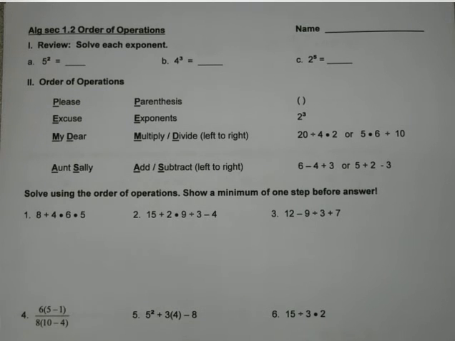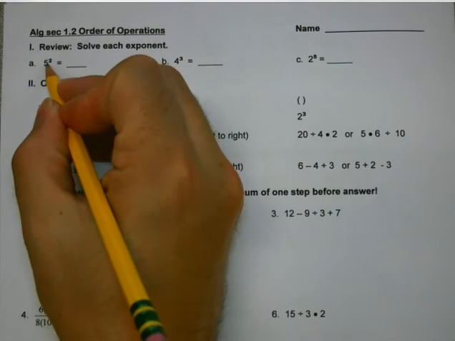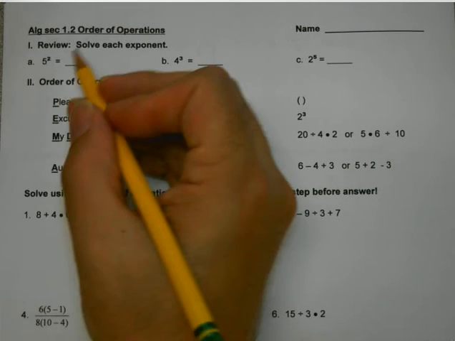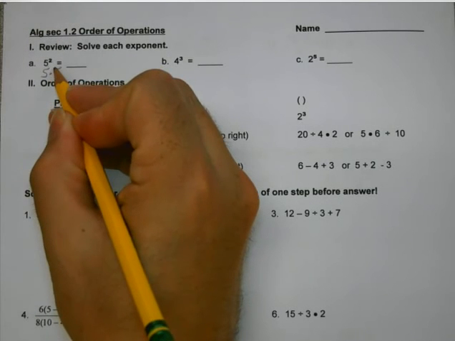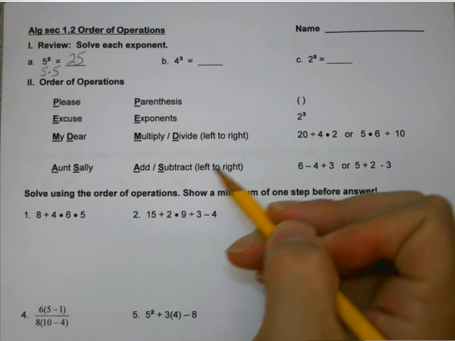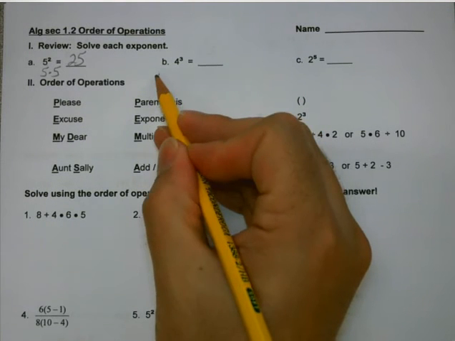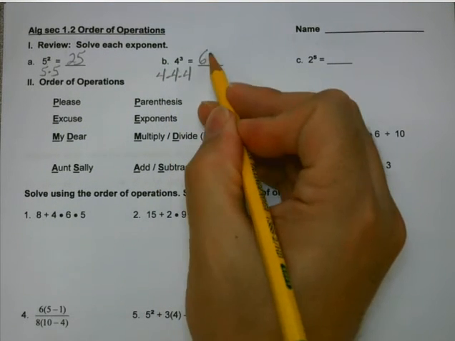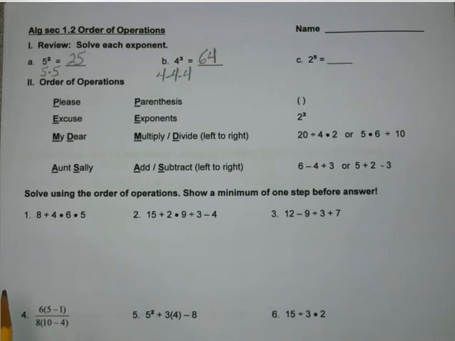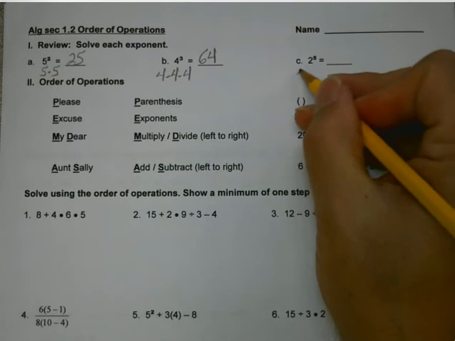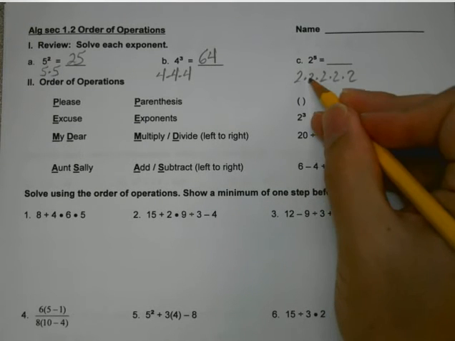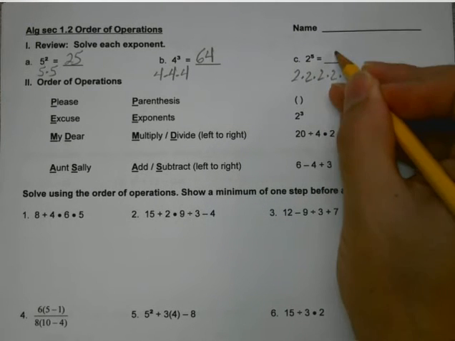Okay, review. Exponents, in case you see them. Remember, 5 to the second power does not mean 5 times 2. It means 5 times 5, which would be 25. 4 to the third, again, it's not 4 times 3. It's 4 times 4 times 4, which is 64. Okay, 2 to the fifth, you guessed it. Not 2 times 5, but 2 times 2 times 2 times 2 times 2, which is 32.